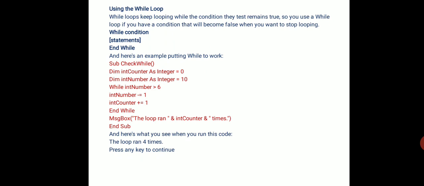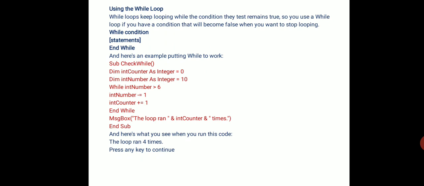Counter plus equal to 1 means counter equals counter plus 1. So while number greater than 6. See the first condition in the while loop. The number is initialized to 10, isn't it? So number greater than 6, the condition is true, because number is 10 and number will be decremented by 1. It will become 9, and counter plus 1 means counter was 0 and will be incremented to 1.